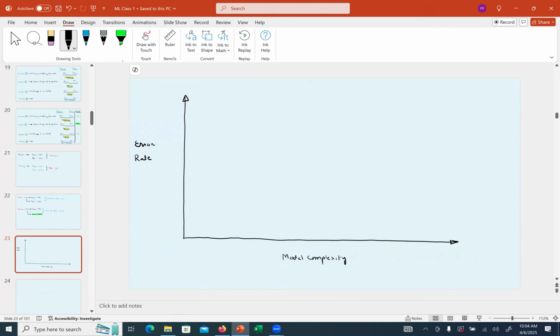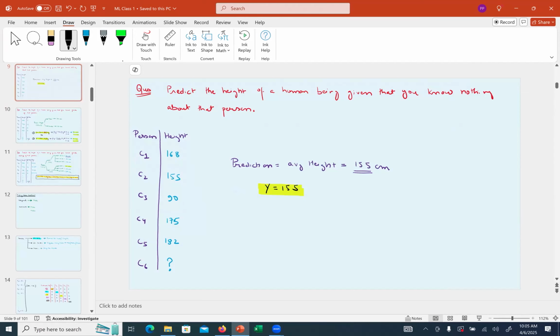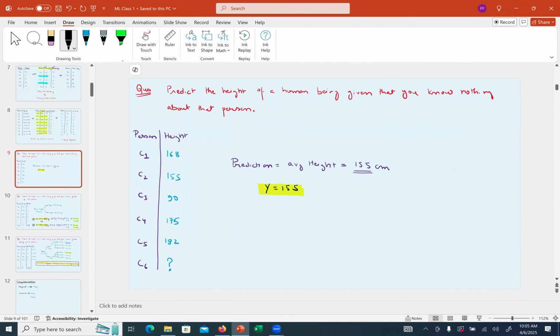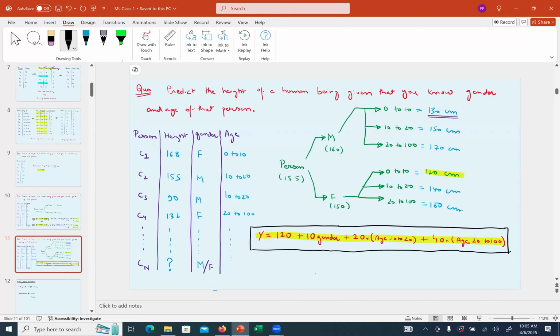One more thing, model complexity is in general correlated with the number of variables. The more the number of variables, the more complex the model is going to be. Let me correlate it with the example we were discussing. This was a very simple model, y is equal to 155. Then I made the model a little complex, y is equal to 150 plus 10 times male flag. Then I made the model a little bit more complex, y is equal to 120 plus 10 times gender plus 20 times, let's say, age between 10 to 20 plus 40 times age between 20 to 100.